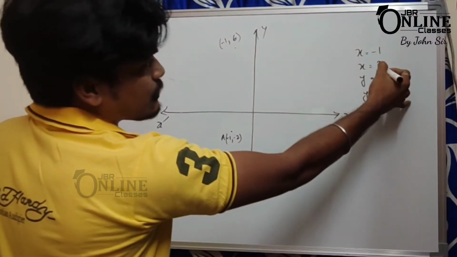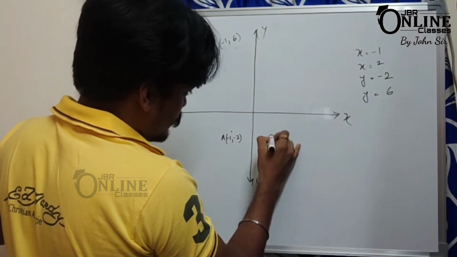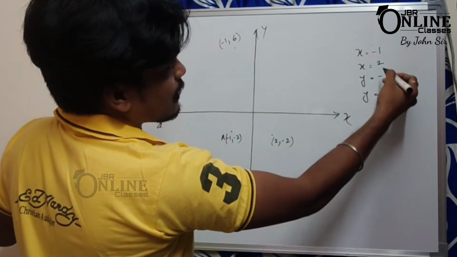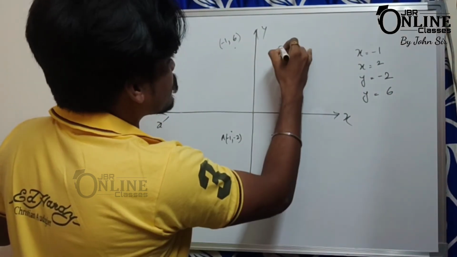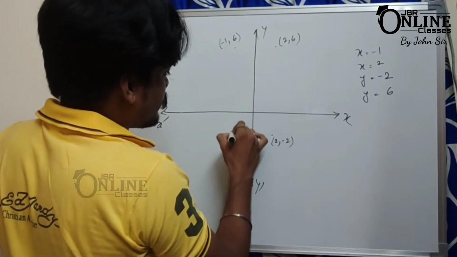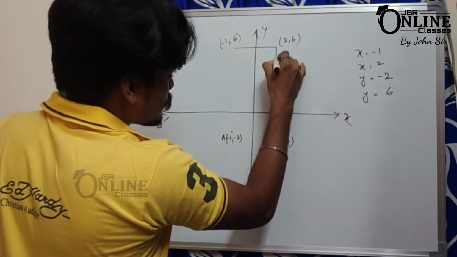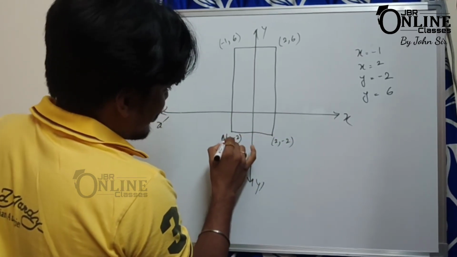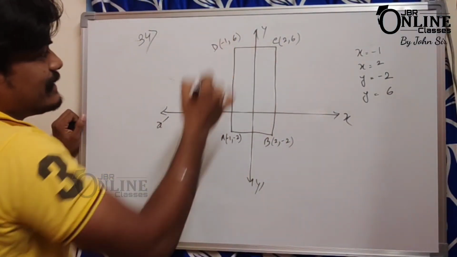Now the next one, x equals 2 and y equals minus 2. So suppose this point, it's 2, minus 2. Now the last one, x equals 2, y equals 6. So if y equals minus 2 here, then y equals 6 here. So that is 2, 6. These are the 4 vertices of the rectangle. Now if you join these, you get the rectangle, and here is A, B, C and D. So ABCD is the given rectangle.